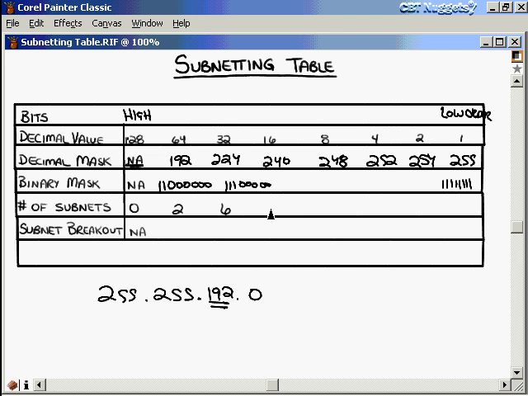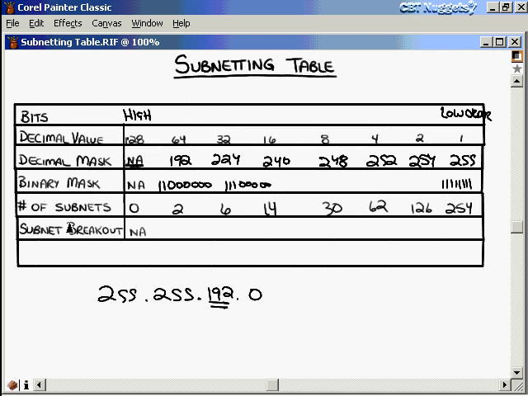And then it just simply moves on. 2 times 6 plus 2 gives you 14 usable subnets there. Here we're going to have 30. Here we'll have 62. Here we're going to have 126, and we're going to end up with 254 if every one of these bits was part of a subnet mask.